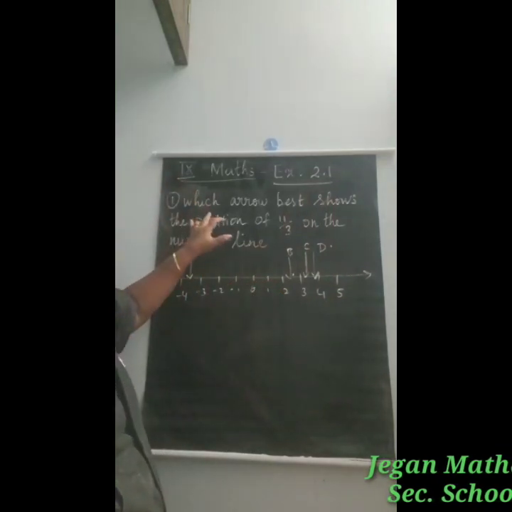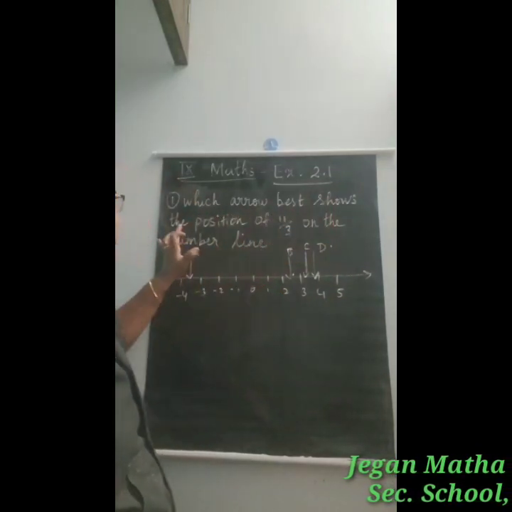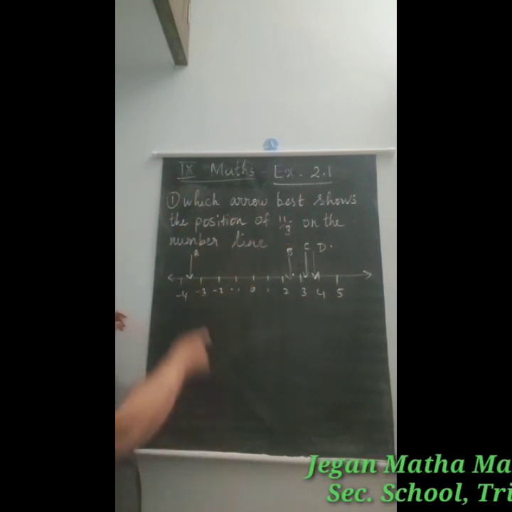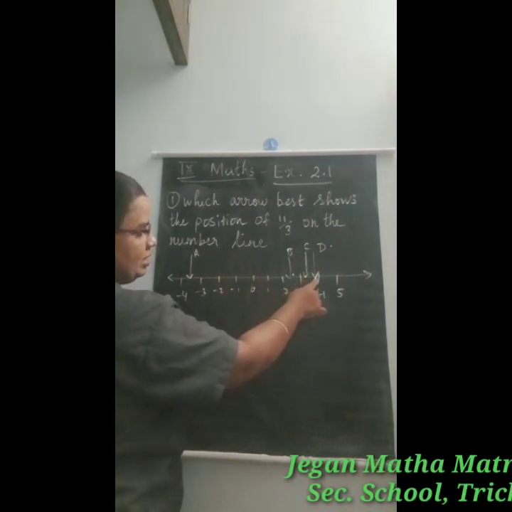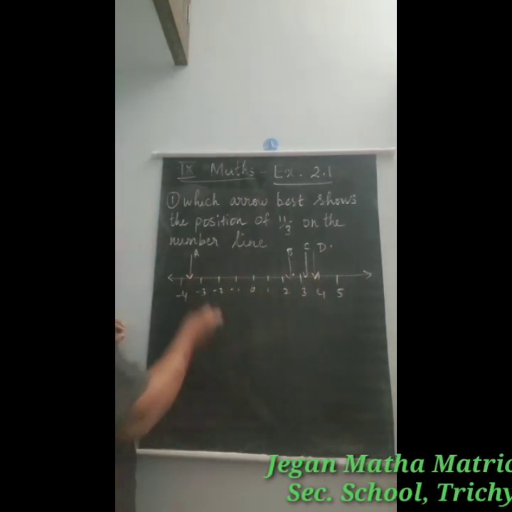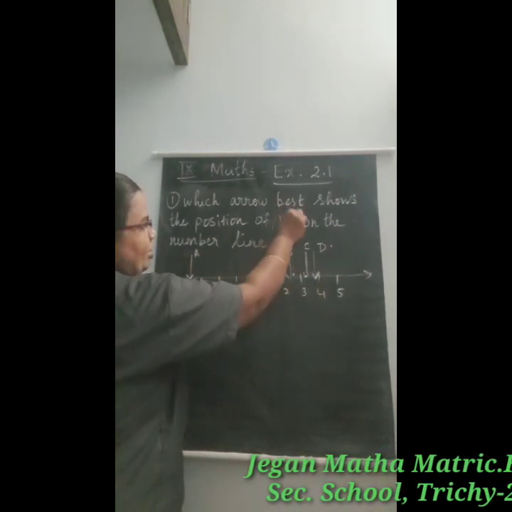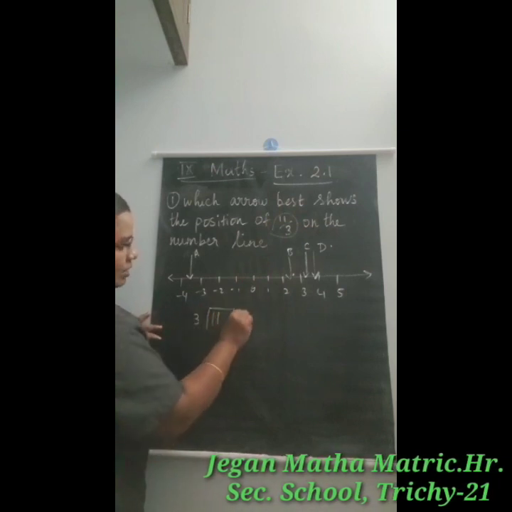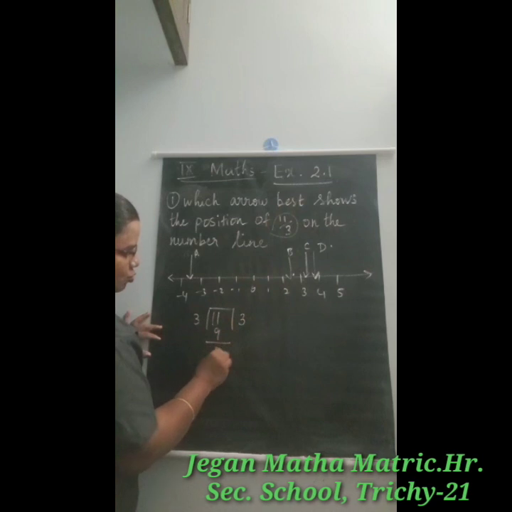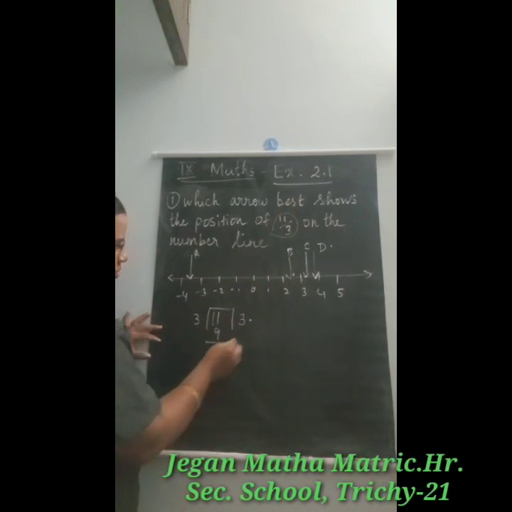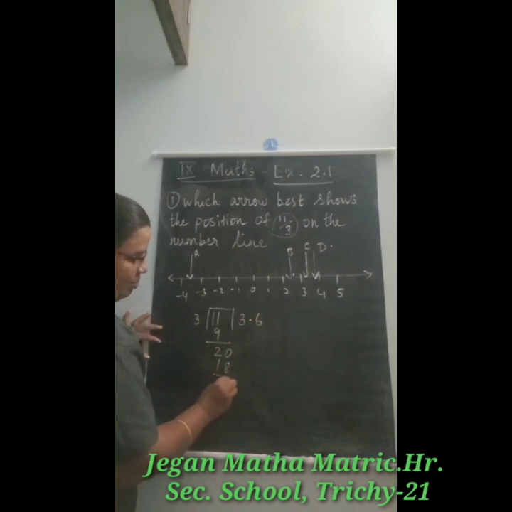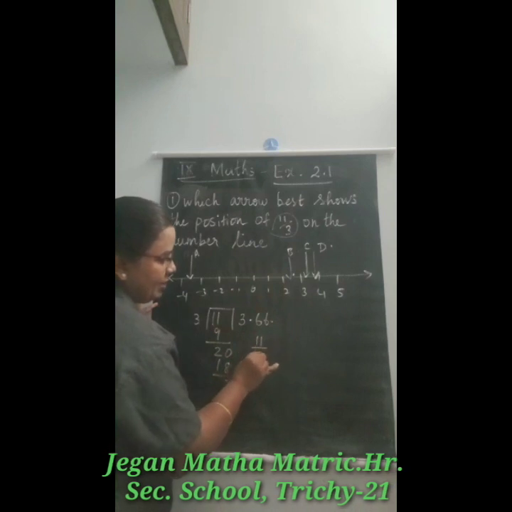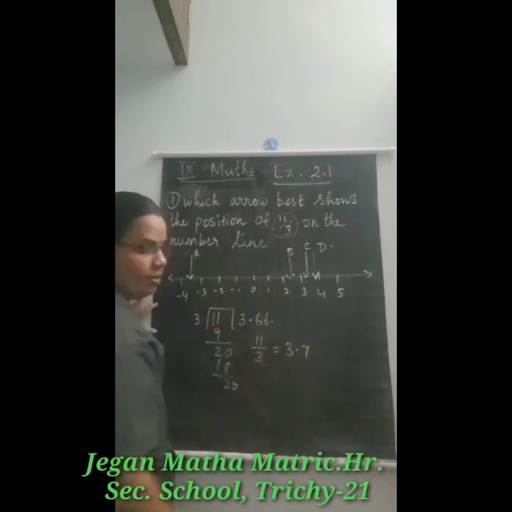First question, which arrow best shows the position of 11 by 3 on the number line? This is A and this is B, C, D is given in the question. Which arrow best shows 11 by 3? So we have to divide 11 by 3. 3 3s are 9, balance 2, 0, point. 3 6s are 18, again balance 2, so 6 up to etc. So let us consider 11 by 3 is equal to 3.7.